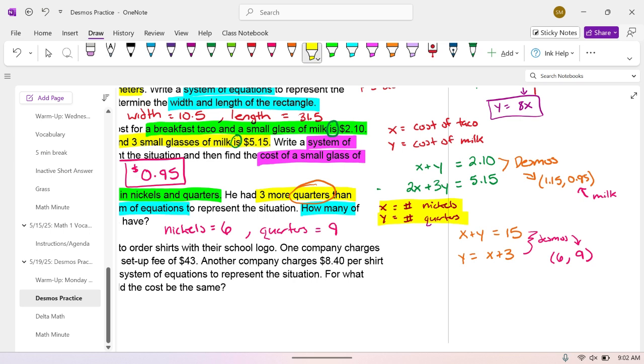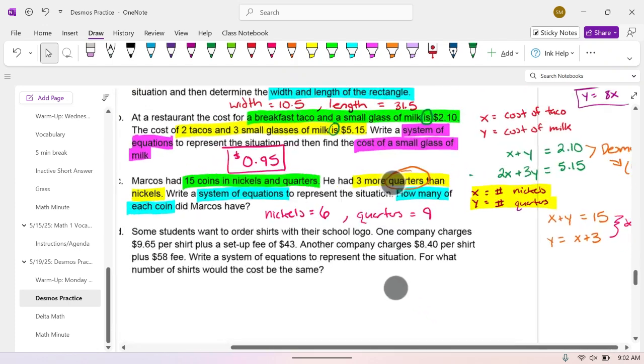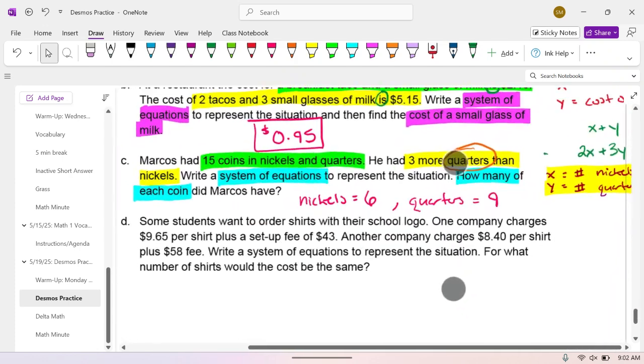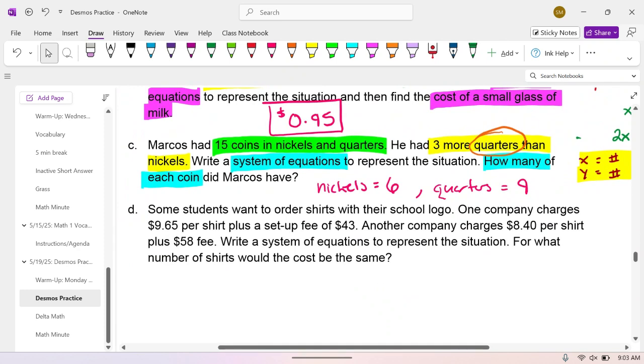All right, so what I want you guys to do, I want you guys to try that last problem on your own. So go through the GRASS method. Find your given, find your required, analyze it, solve it, and then state your answer.